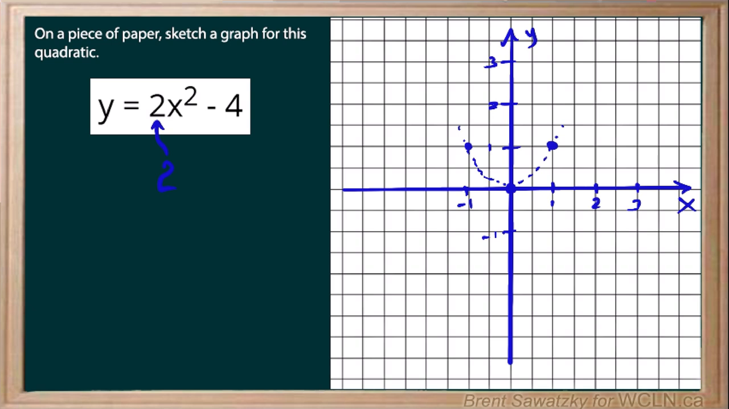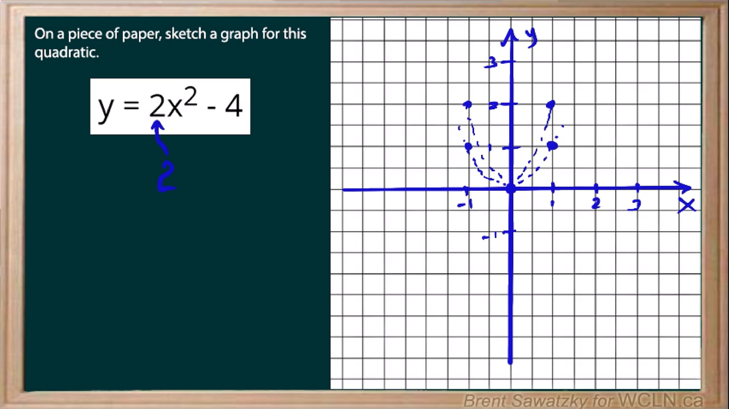vertical expansion by 2. So that means when we go over 1, instead of going up 1, we go up 1 times 2 is 2. And if we go to the left 1, we also go up to 2. And so what that tells us is that we've expanded in the vertical direction, and you can look at that as being stretched upward or compressed horizontally, in other words, narrower. And so there we go. That's kind of our general shape.